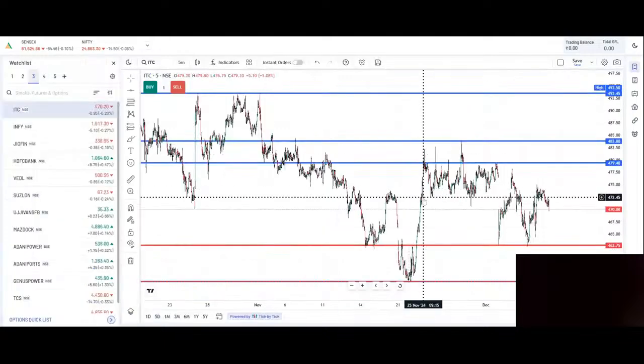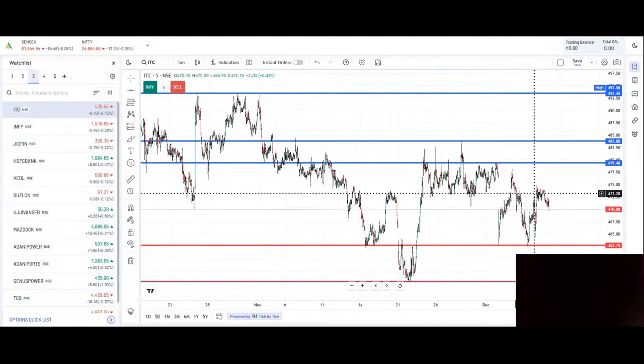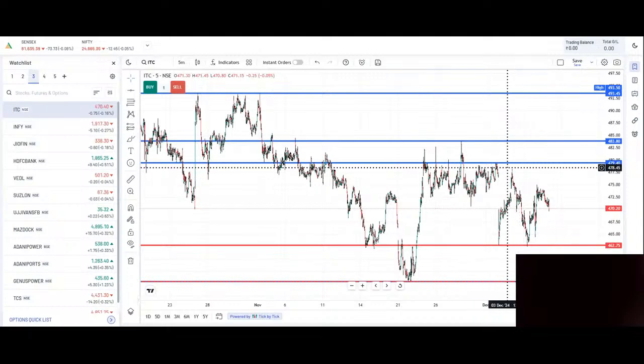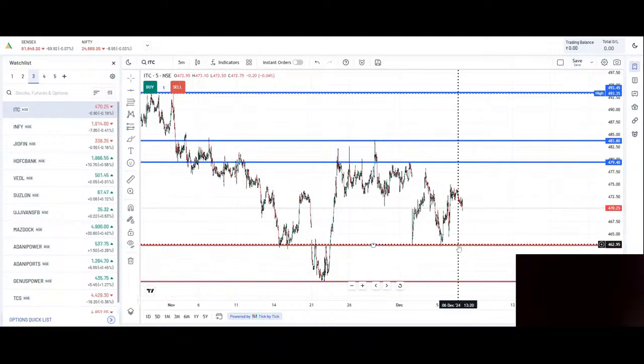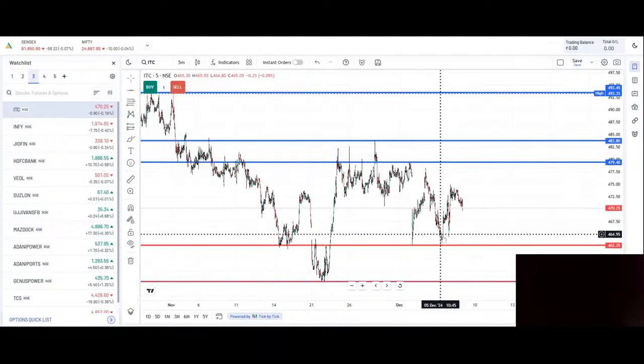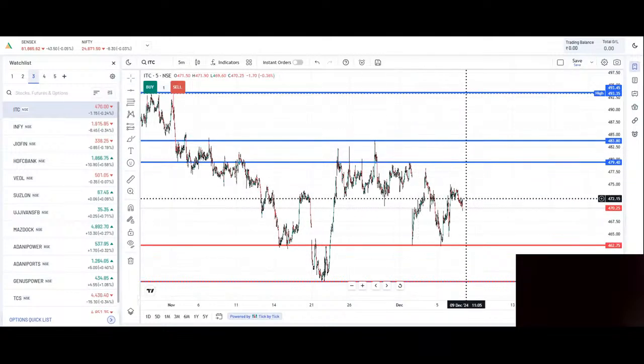Now, if I go to the tab of ITC, see, I said ITC has to breach 479. If it breaches 479, it will go to 483 and 493, and the lower level is at 462. So it is going to play somewhere between it. So we'll just hold and watch how ITC is going to behave today.